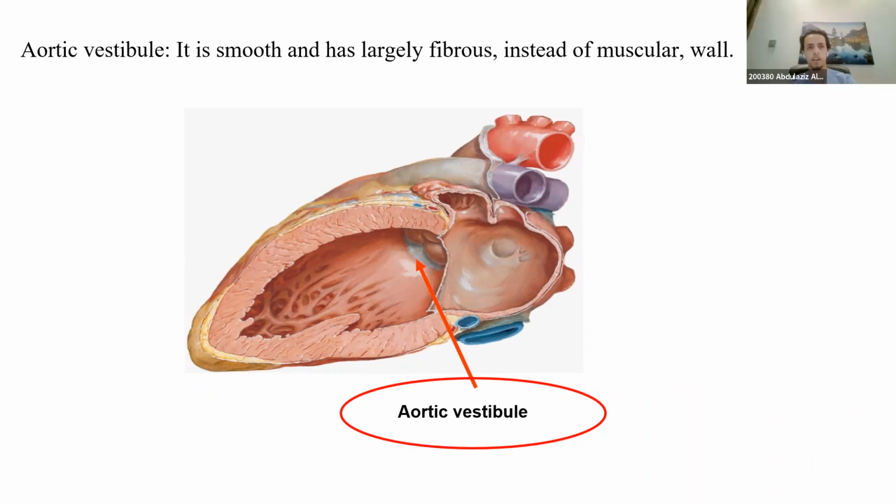Sorry, I thought you were gonna. I didn't think anyone was gonna answer. So the infundibulum was what we call the smooth part of the right ventricle, and the left ventricle we call it the aortic vestibule.